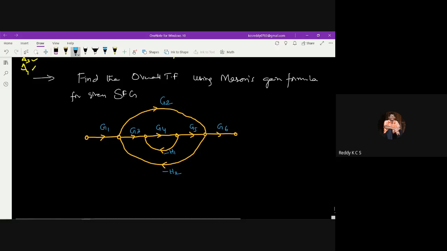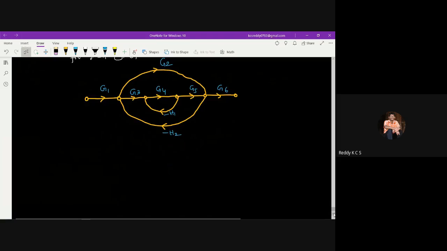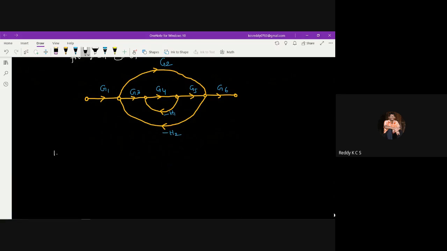Then we need to find out the overall transfer function of the signal flow graph. First and foremost, when the signal flow graph is given, we need to find how many forward paths there are. So here, this is called the input and this is called the output. How many ways can I reach from this?